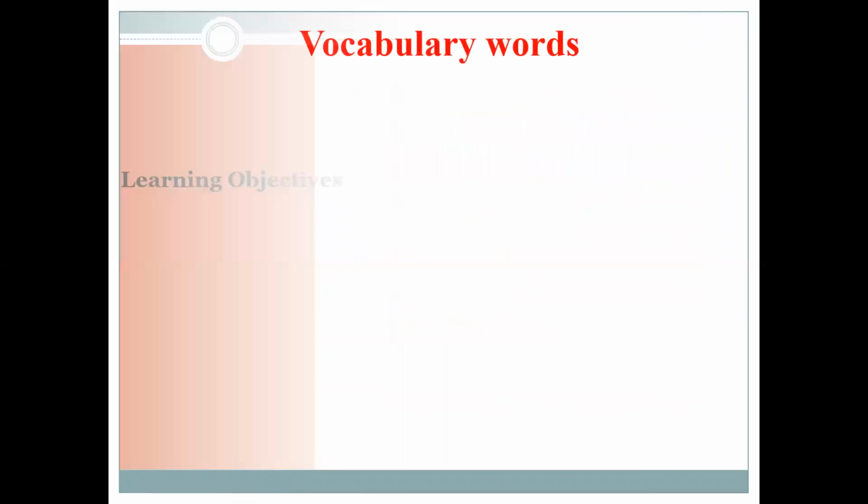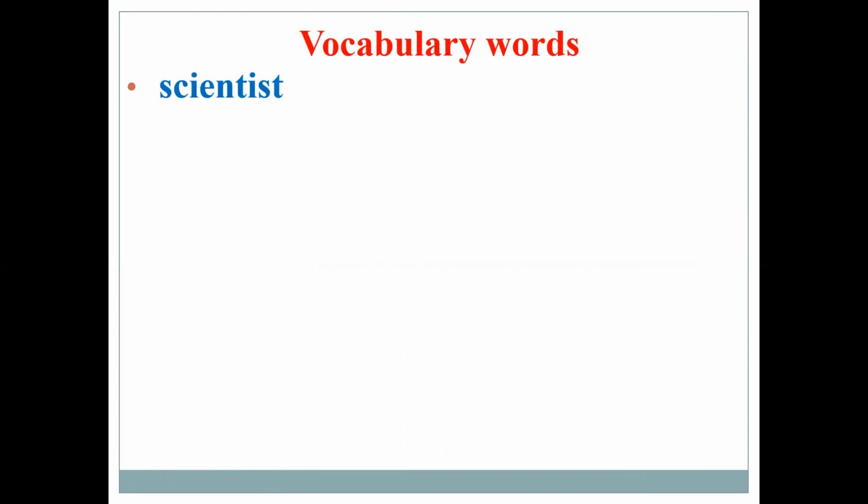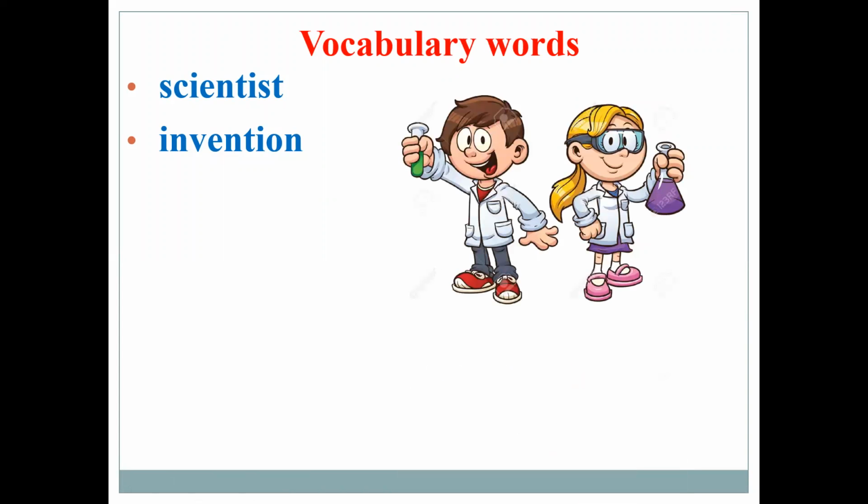Let's find out what our vocabulary words are. The first vocabulary word for today is scientist. Can you repeat after me? Scientist. Very good. Our second vocabulary word is invention. Invention. Please repeat these words. Scientist and invention. Excellent. Let's find out what these words mean.